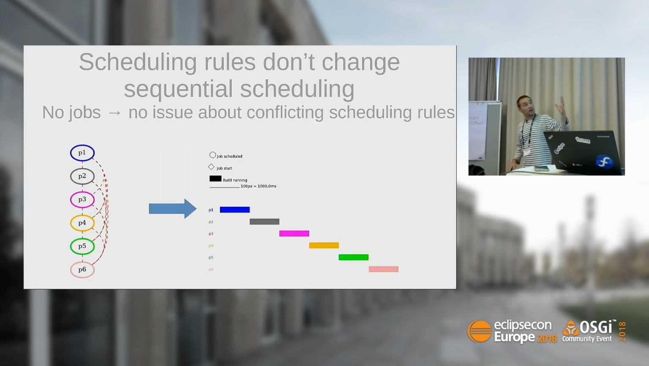If we have a sequential build and conflicting scheduling rules, it basically doesn't change anything, because it's sequential, it's not parallel, so the scheduling rule doesn't affect a sequence. It's really when things are running in parallel.